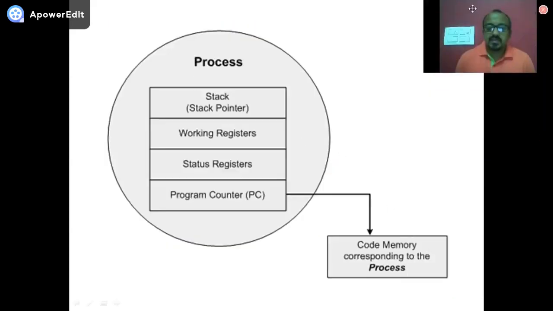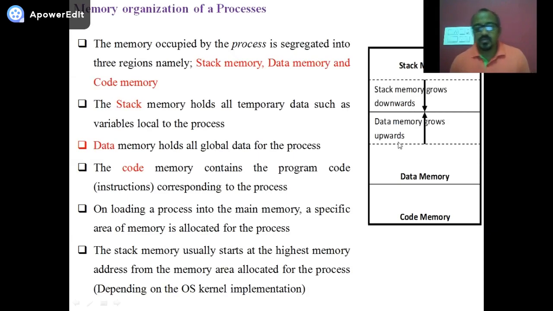When a process or a task is created, it is allocated a stack, registers, a status register, and a program counter is also accessible to it. And the memory organization of the processes.